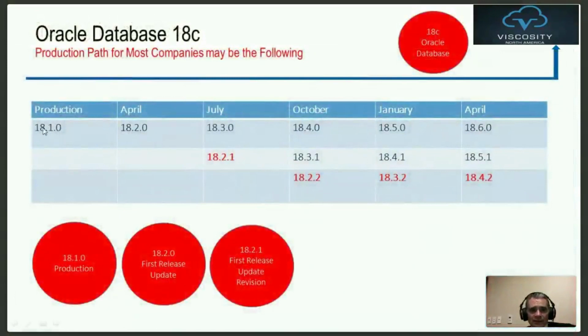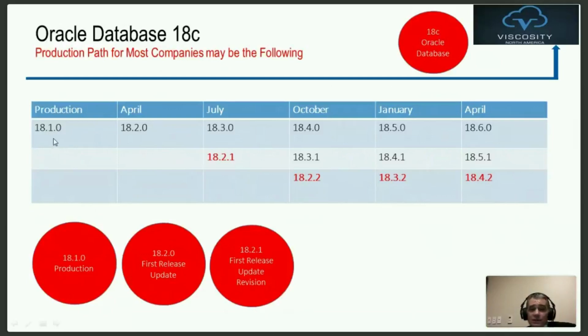So if you look at it, you have 18.1, then you're going to have 18.2. So they won't have an 18.1.1. It'll go straight to 18.2. Then they'll have an 18.2.1. So you're going to get the different revisions and the different updates to those revisions. You can see all the different versions that you could end up having at different times.